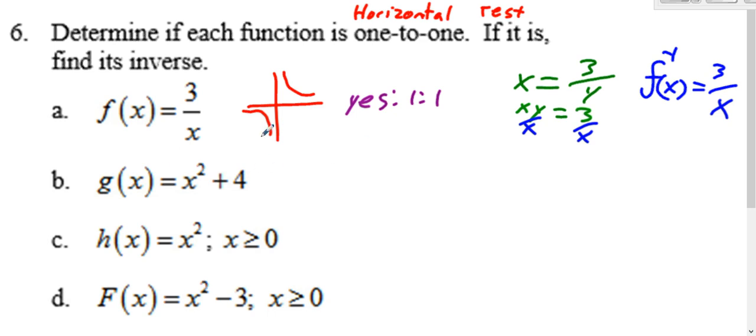G of x, x squared plus 4 is the graph. You know that that's a parabola shifted up 4. Parabola shifted up 4 is not going to pass the horizontal line test, so it's not 1 to 1. So we don't even need to find the inverse. It's not 1 to 1.